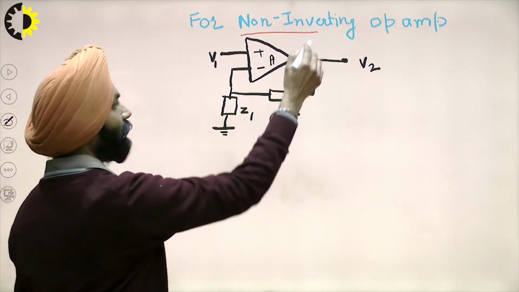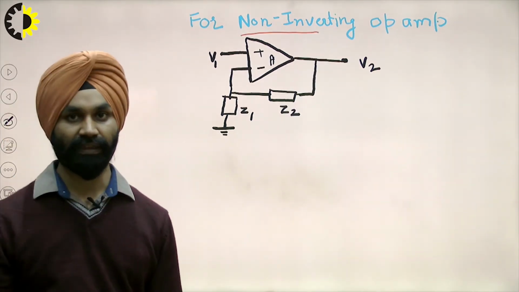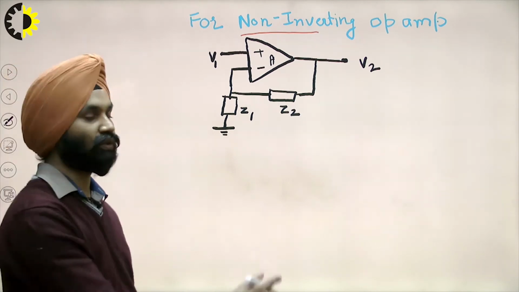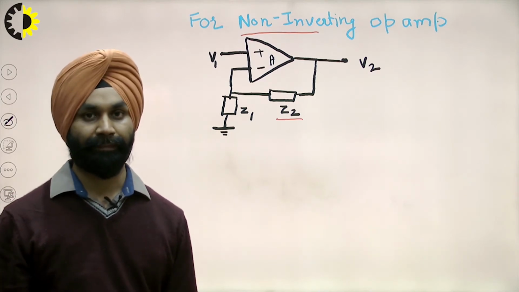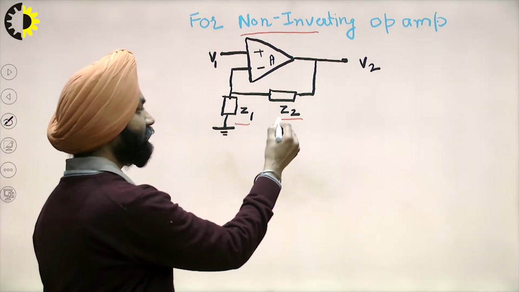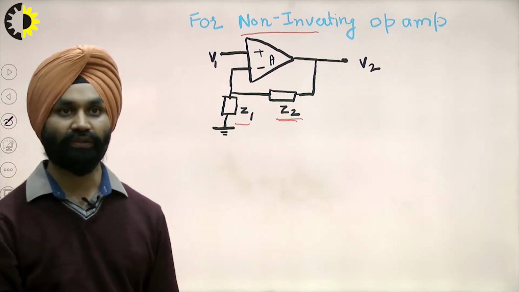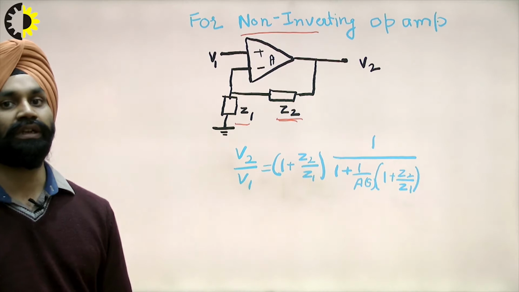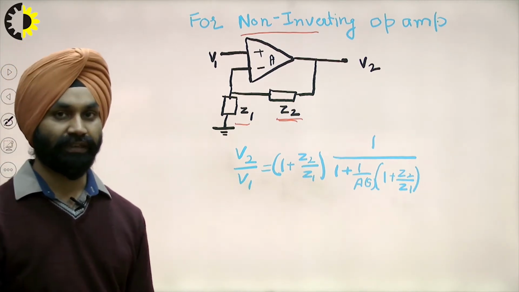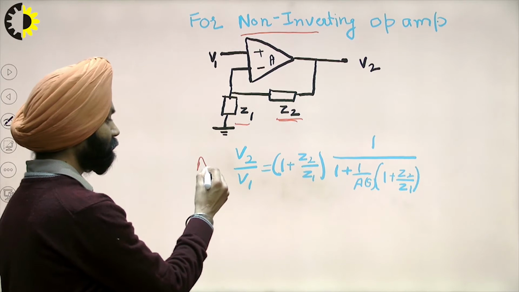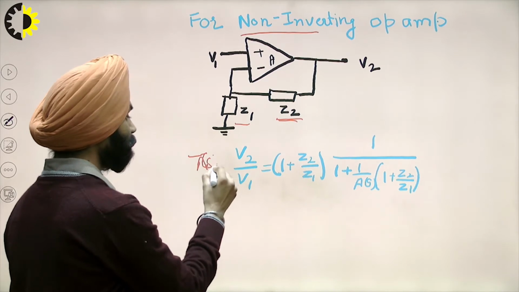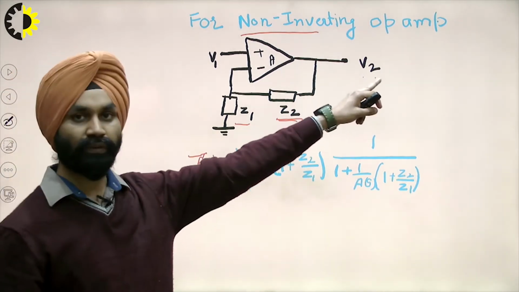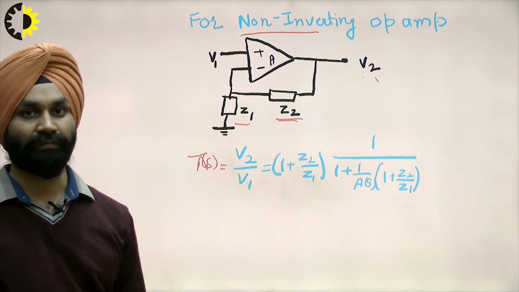So again, let's suppose the same circuit where we are using a non-inverting op-amp, and we are giving a negative feedback through some impedances. The impedances are Z1 and Z2, and this configuration is a non-inverting configuration whose transfer function, or you can say the gain, is given by V out by V in. The transfer function T(s) is given by V out, that is V2, divided by V in, that is V1.